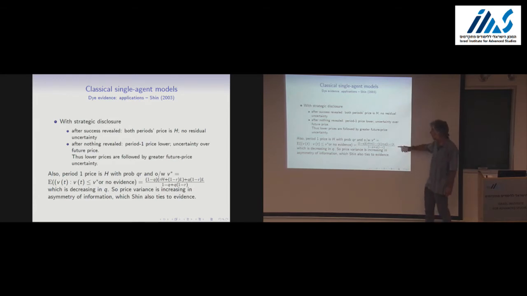So we see that the price variance is increasing in the asymmetry of information, right? Because what's the price variance? Either the realized price is going to be the prior or L. So there's two possible outcomes.